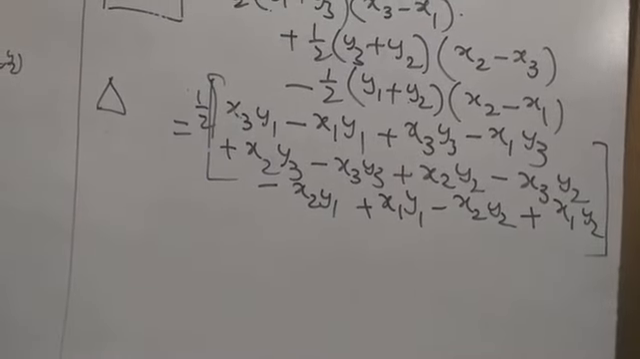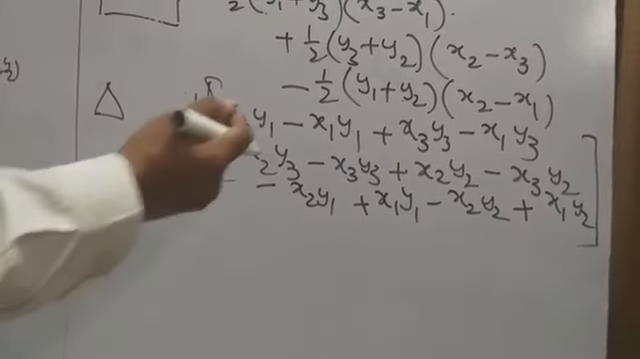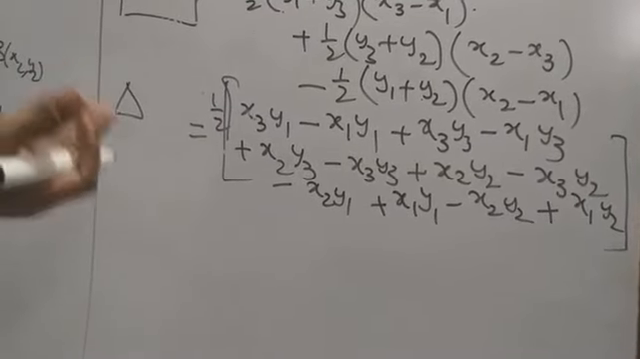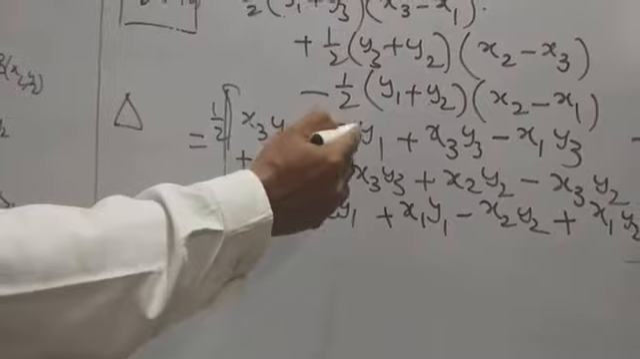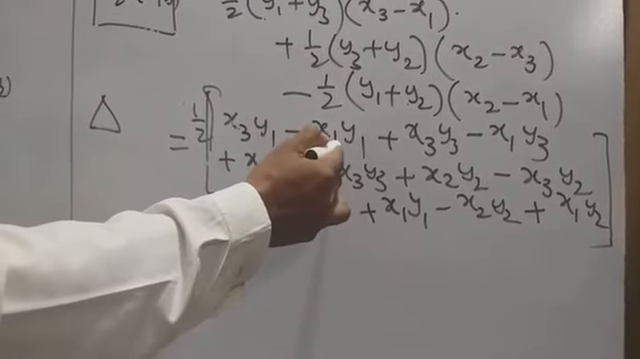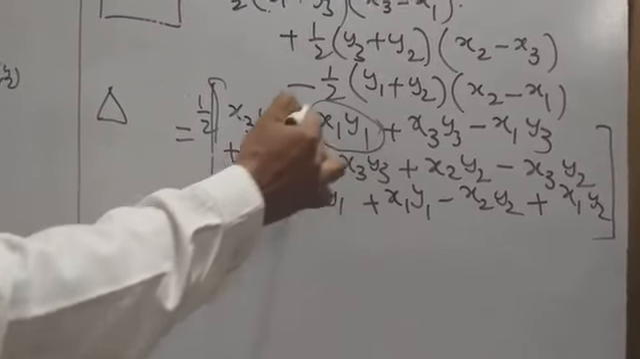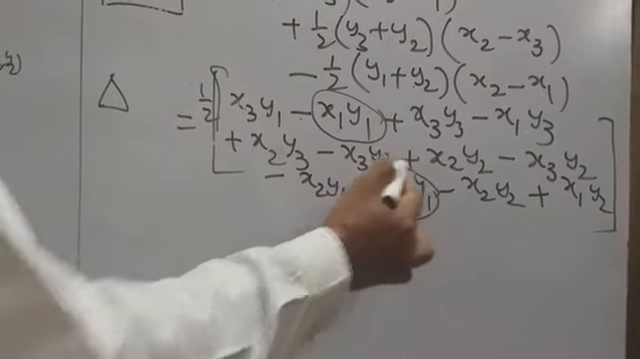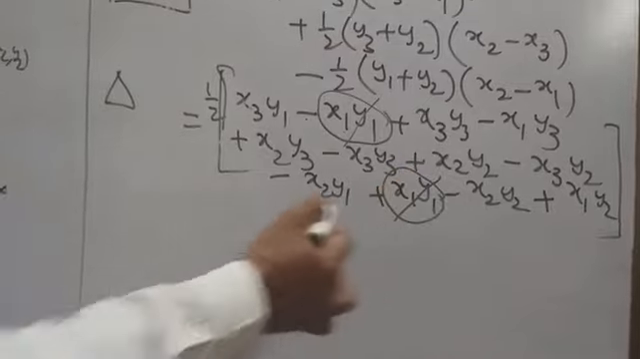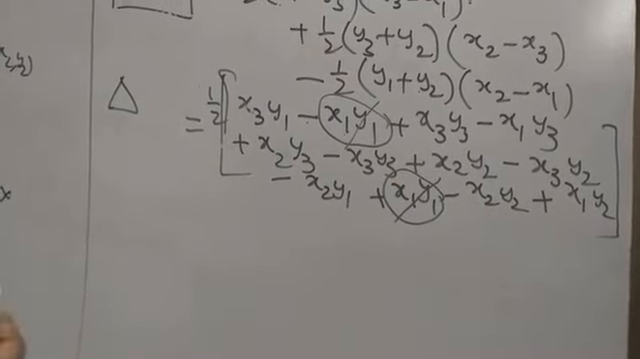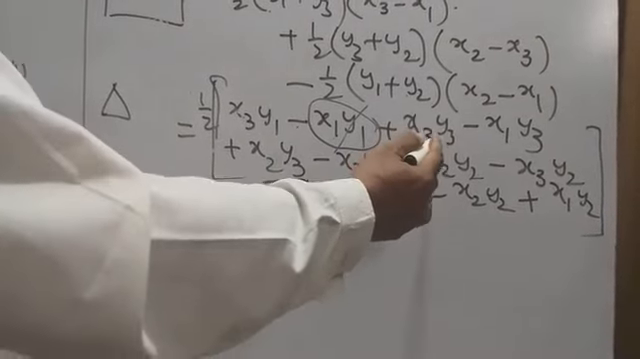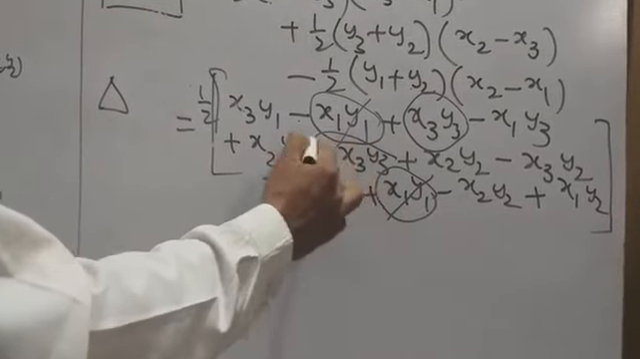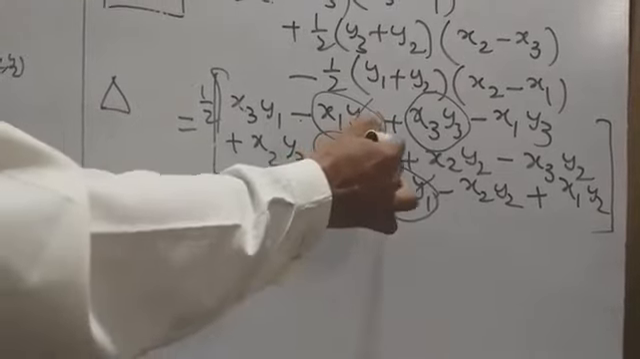If you observe all the terms, compare whether any positive and negative equal terms are there to cancel. If you identify here, x1 y1 is there with minus, and here it is plus x1 y1, so therefore both will be cancelled. Similarly, here it is plus x3 y3 and here it is minus x3 y3, so therefore both will be cancelled.